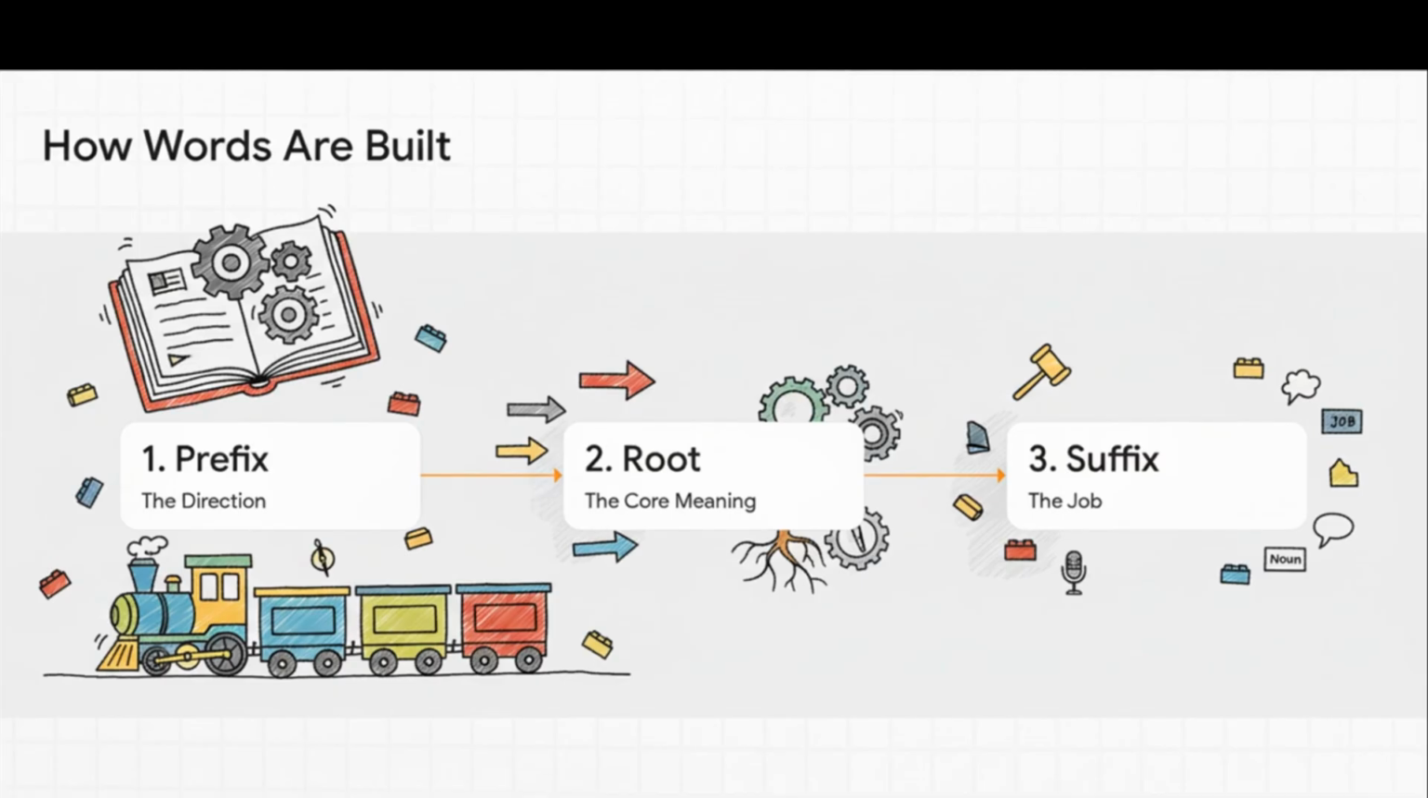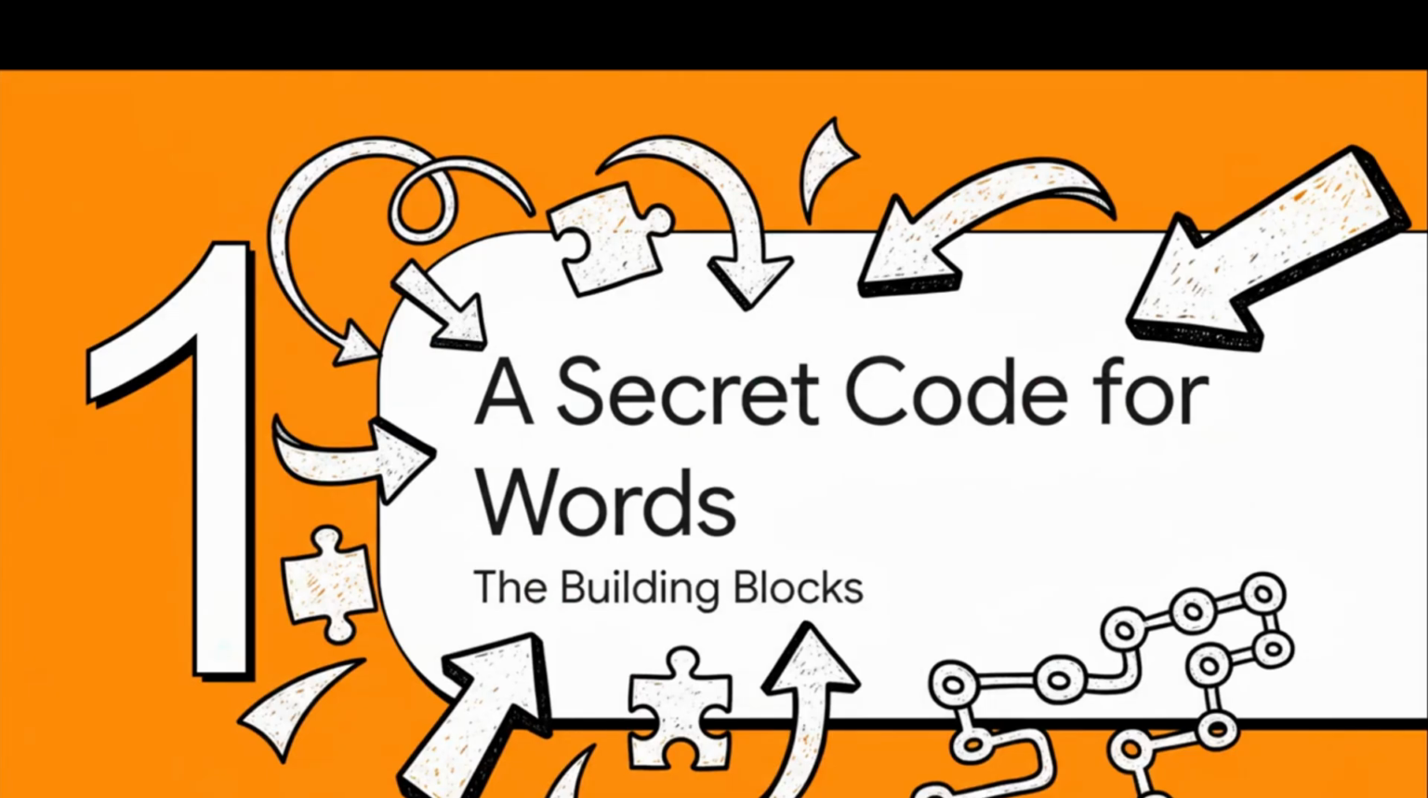Most of these big, complicated words are built like a little three-car train. Up front, you've got the prefix. That piece usually gives you direction. In the middle, you have the root. That's our main Lego block, the core meaning. And then at the end, you have the suffix, which tells you the word's job. Is it a thing? Is it an action? What's it doing? So, you ready to learn the code?